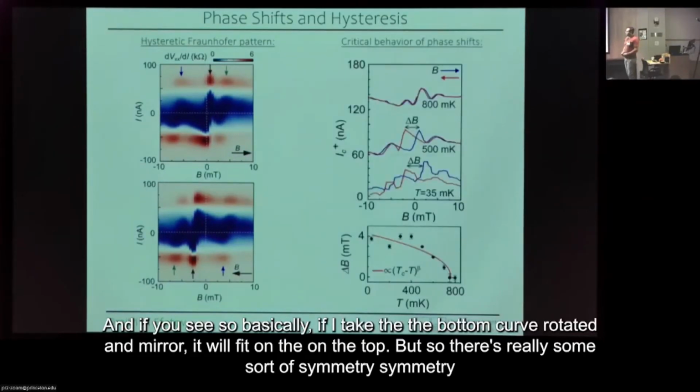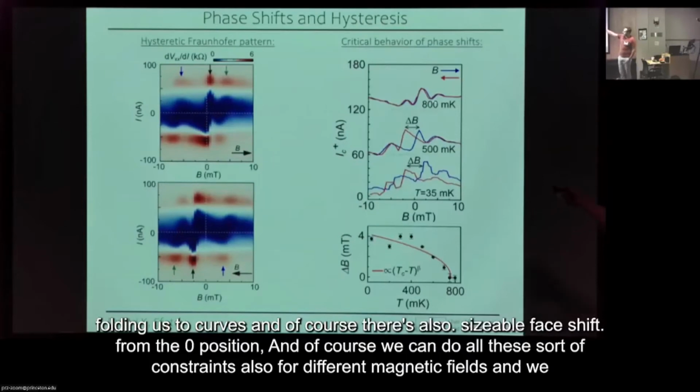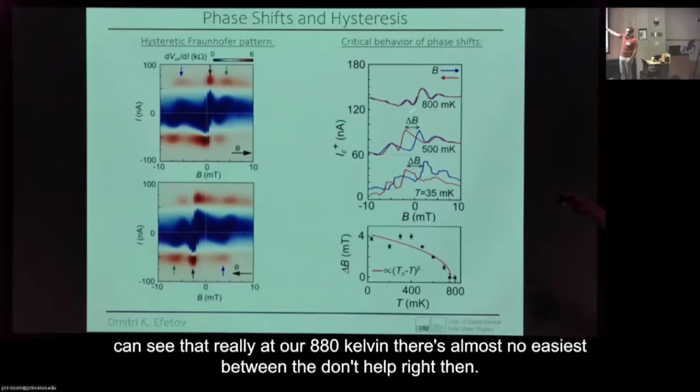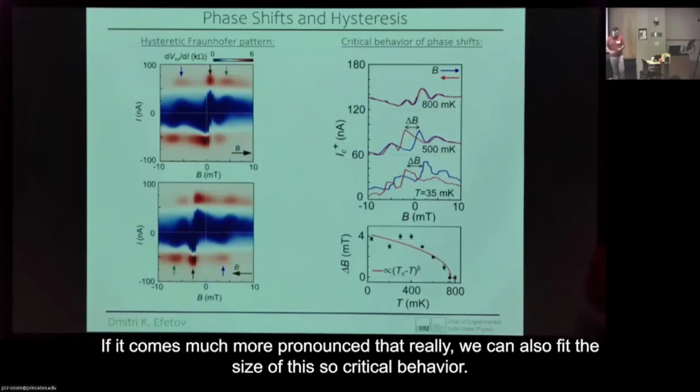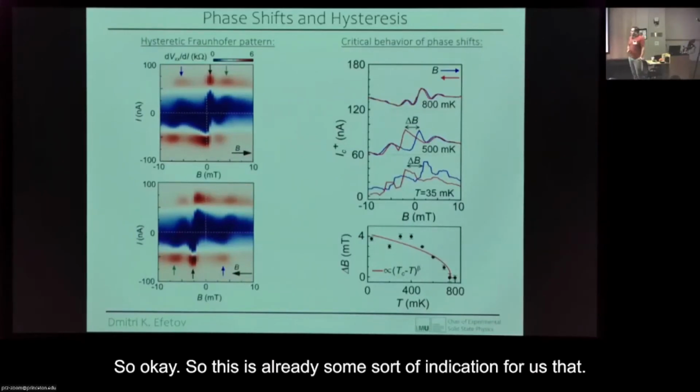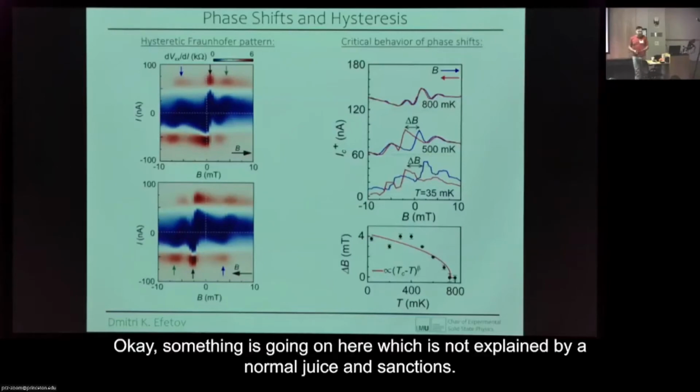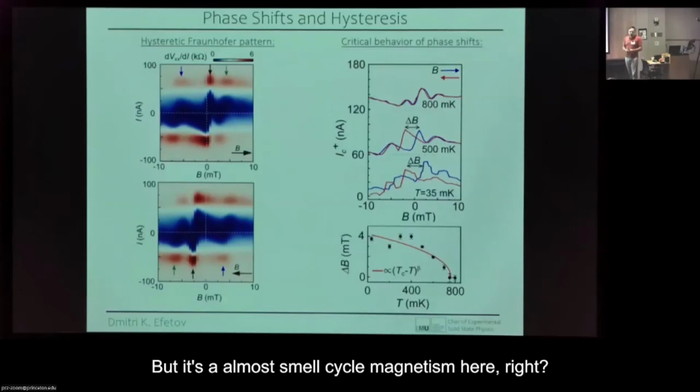And of course, we can do all these hysteretic measurements also for different temperatures, and we can see that at around 800 millikelvin, there's almost no hysteresis between the Fraunhofer patterns, and then it becomes much more pronounced. And we can also fit the size of this magnetic hysteresis with some sort of critical behavior. So this is already some indication for us that something is going on here which is not explained by normal Josephson junctions, but it almost smells like some magnetism here, right?